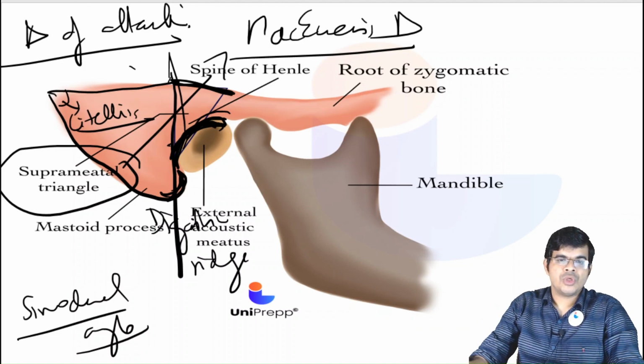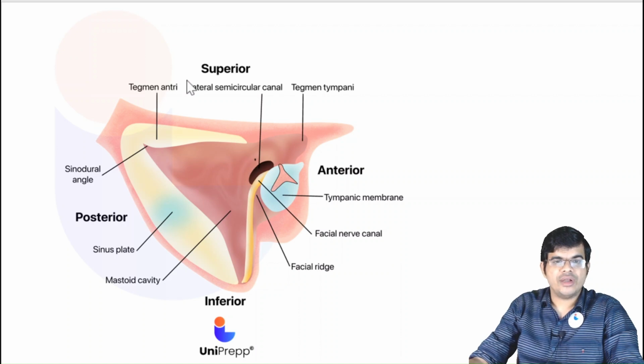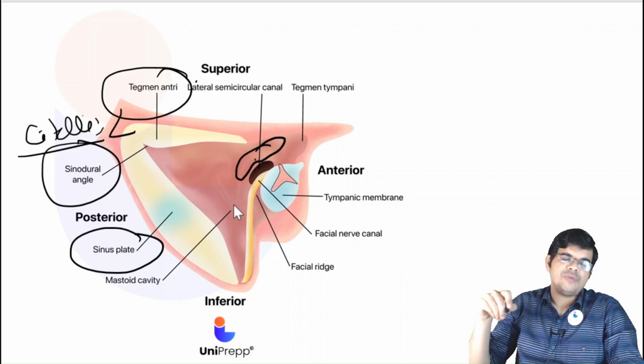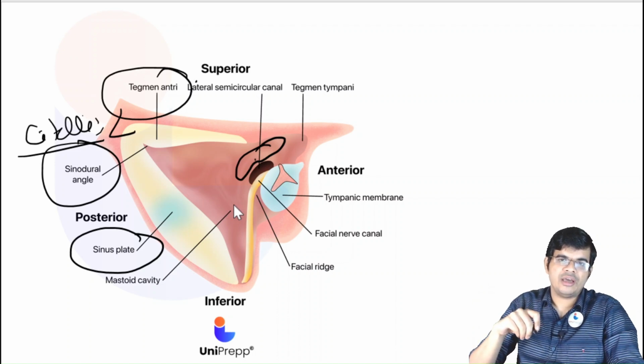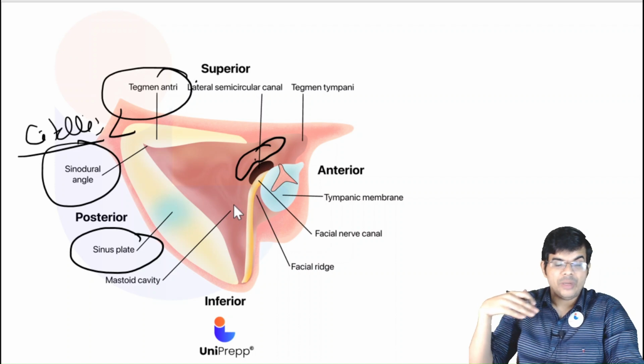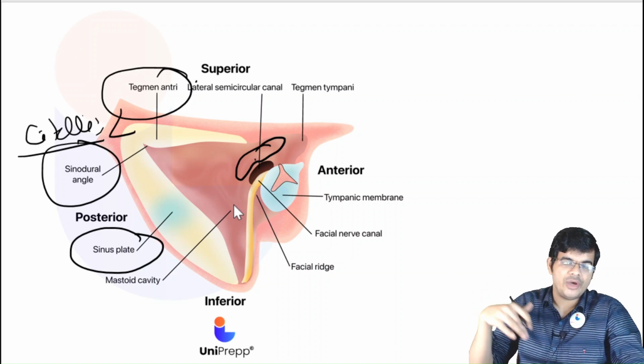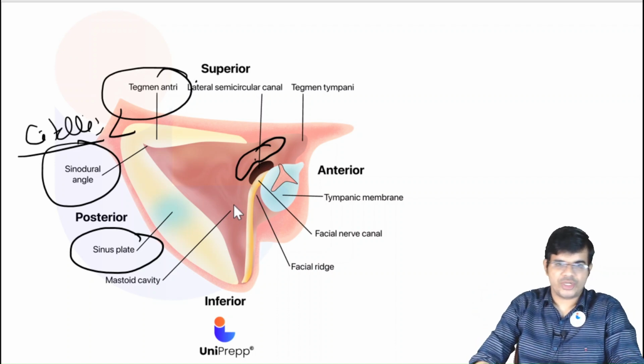Now, this is what I told you. This is the area where you drill. Superiorly you have the tegmen, posteriorly you have the sinus plate. This is the sinodural angle, or Citelli's angle, and here you have the lateral semicircular canal in the floor. So the floor is being formed by the lateral semicircular canal, and it forms the deepest boundary of dissection, not of McEwen's triangle, but the deepest boundary of the triangle of attack while you are drilling for a mastoidectomy.